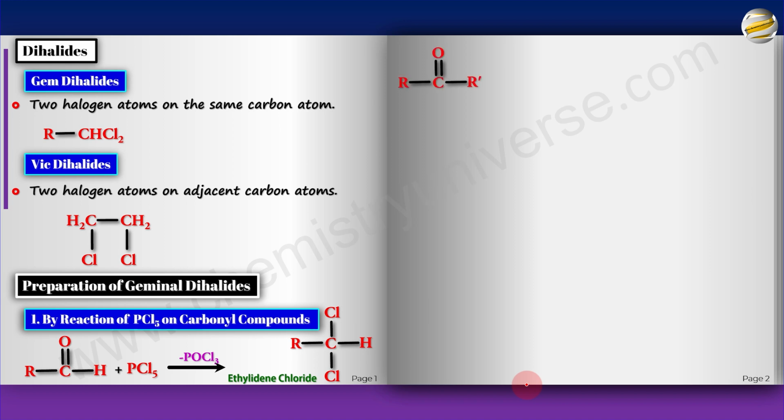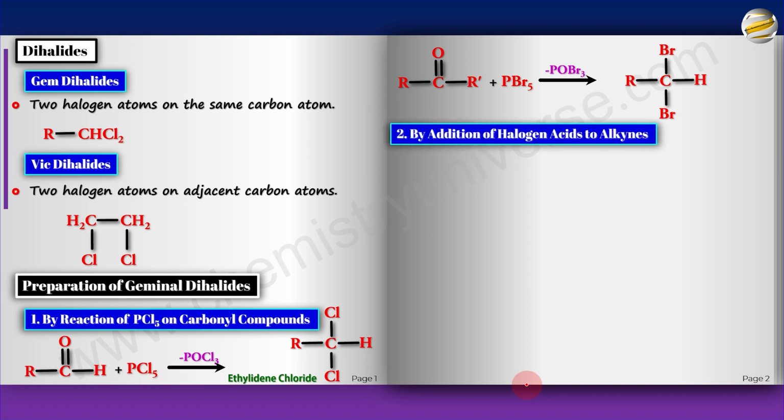The same is true for ketones. You can use PBr5. The double-bonded O goes, you get two Brs there, and you get POBr3 coming out. The second way is by addition of halogen acids to alkynes. Remember, when alkynes are reacted with HBr, one of the carbons takes the H plus and the other takes the Br minus. You get a vinyl bromide here.